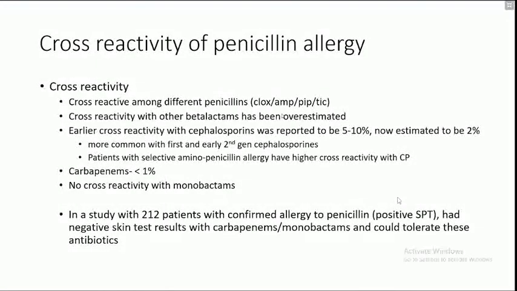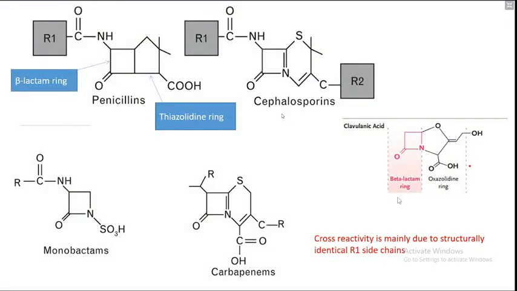A study done with over 200 patients confirmed penicillin allergy with a positive skin prick test. So they were confirmed to have penicillin allergy. And these patients had negative skin test results with carbapenems and monobactams, and they could tolerate carbapenems and monobactams without a problem. So in other words, you may be able to start a monobactam or carbapenem in a patient who had a reaction to penicillin. Now, this was shown earlier also by Danushka.